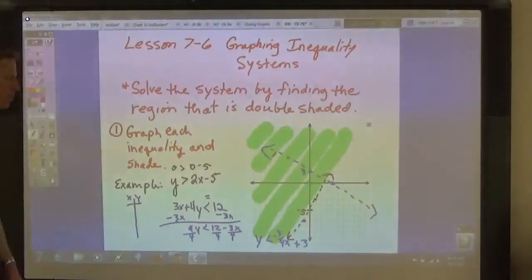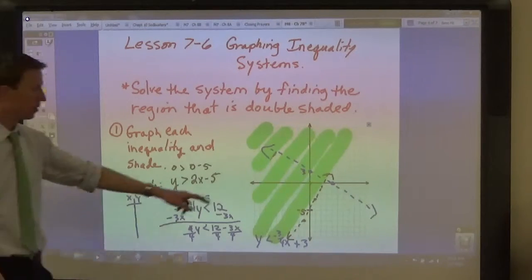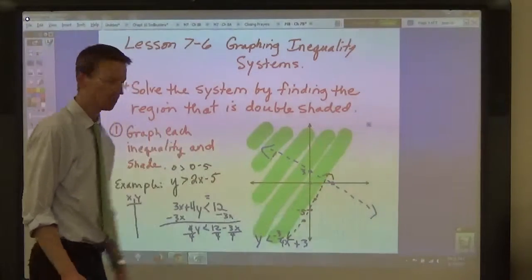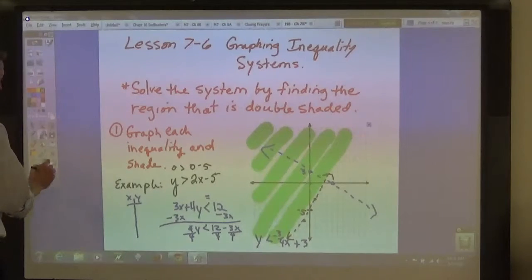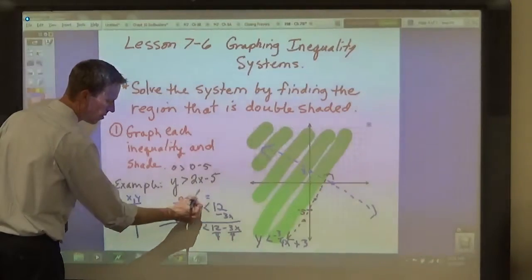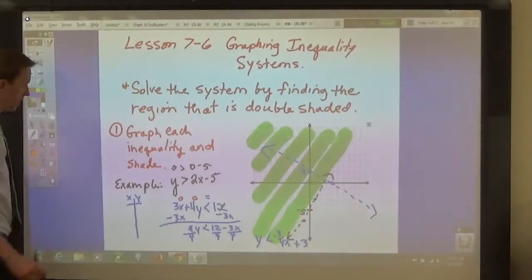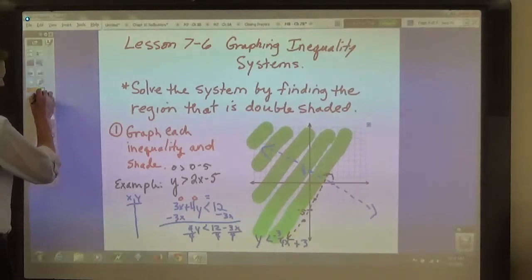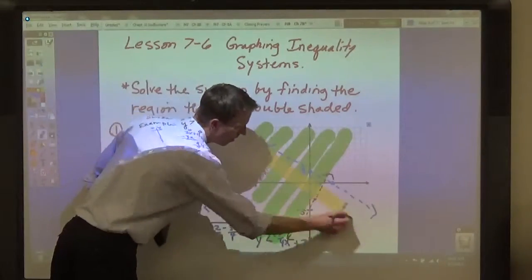And then you choose a point. Then can we choose 0, 0 again? Yeah. And does 0, 0 fit the equation? Yes. Is 0, 0 less than 12? Yes, it is. So then we can shade this way.